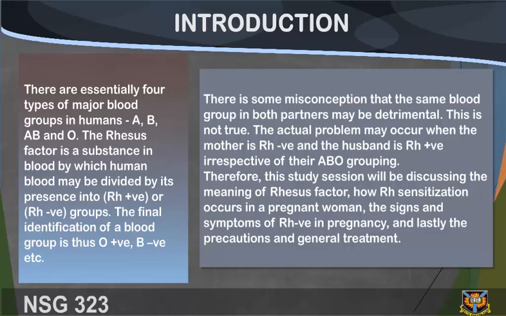There is some misconception that the same blood group in both partners may be detrimental. This is not true. The actual problem may occur when the mother is Rh negative and the husband is Rh positive, irrespective of their ABO grouping.